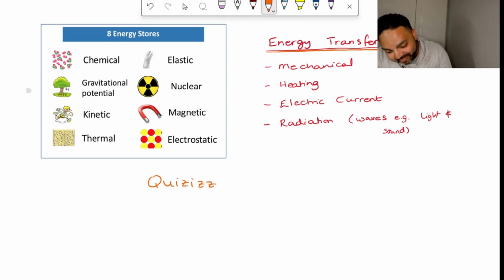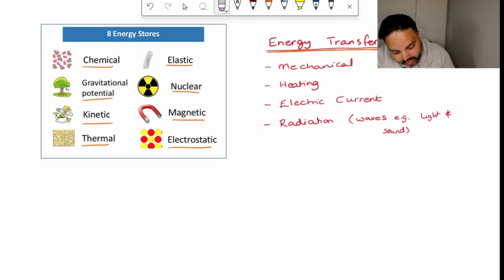I appreciate you. Right, chemical, elastic, gravitational potential, nuclear, mechanical, kinetic, magnetic, thermal, and electrostatic. Now, the easiest one I can think of is a slingshot. If I had a slingshot, I would have to stretch it, so it's going to be chemical energy, and that transfers to kinetic energy inside my body.